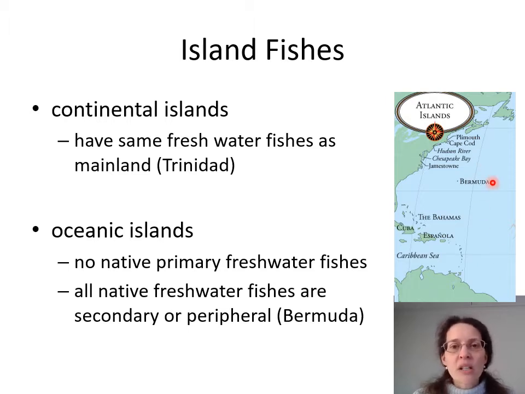So this is things like Bermuda, Hawaii. So they don't have any native primary freshwater fishes, right? It's not that they don't have freshwater fishes. They just don't have native primary. So all of the native freshwater fishes are either secondary, so they have some tolerance for saltwater, or peripheral, where they have ancestors that were marine, or they're fish that live part of their life cycle in the ocean and part of their life cycle in freshwater. So it's kind of interesting. We have to stop and think again from a geologic perspective, the history of that island to figure out the background of the fishes.